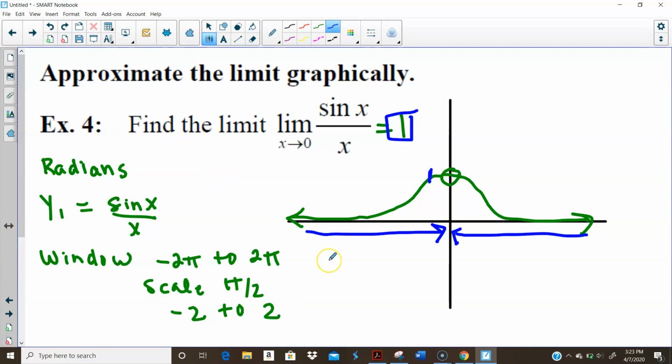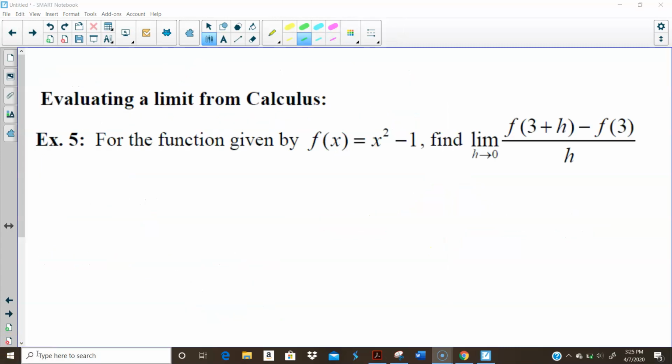Here's a window for your graphing calculator to see if you can get this graph. In example 5, for the function given by f of x equals x squared subtract 1, find the limit as h approaches 0 of f of 3 plus h subtract f of 3 over h.